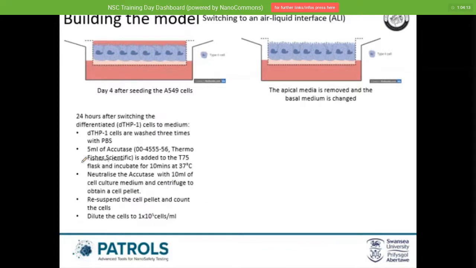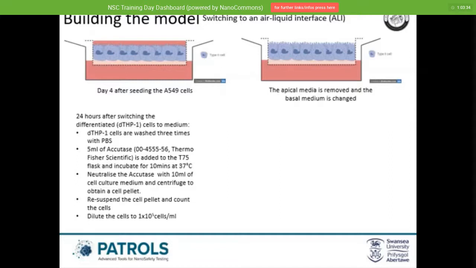24 hours after switching our differentiated THP1 cells to media, we then repeat our washing steps as we've seen previously with our A549s. So we wash our THP1s 3 times with PBS before adding 5 ml of Accutase onto this. Now, we use Accutase instead of trypsin as it's a gentler method and it works in a different way. We incubate this for 10 minutes within our incubator, and once it's been incubated and the majority of the macrophages have detached from the flask, we neutralise our Accutase using 10 ml of our cell culture media. This is double the volume of the Accutase we would have placed into the flask.